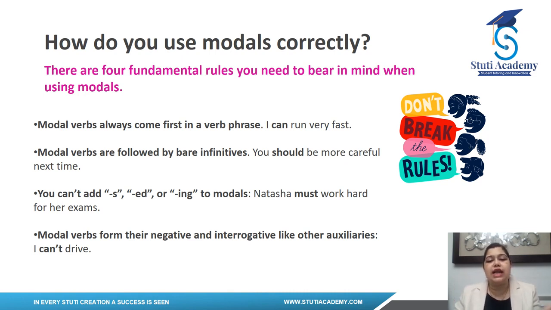Modal verbs form their negative and interrogative like other auxiliaries. I can't drive. So I am talking about the negative. I can't drive. Again, this is the negative, the contracted form. Now using it as an interrogative sentence: Can't you drive? I'm asking you a question, but in a negative form. Can't you drive? And here I'm saying I can't drive. Look at the two sentences, negative and interrogative. Interrogative, but in a negative way. Yes?